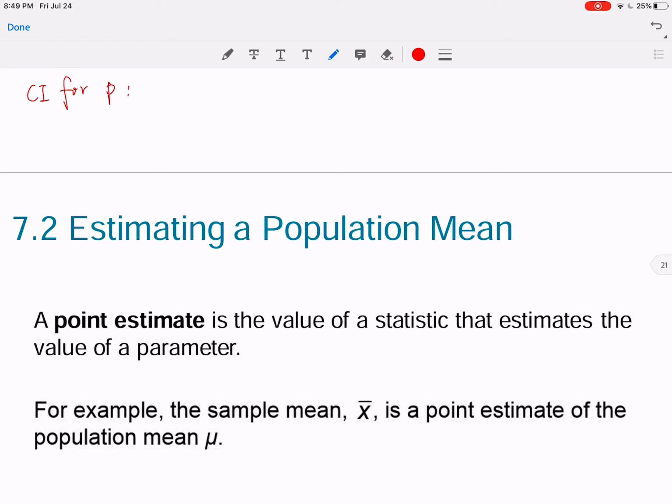We know that it will be equal to P hat, which is the point estimate of the population proportion, plus and minus the margin of error. The margin of error is equal to Z sub half alpha times the standard deviation of the P hat. Of course, the formula given in the previous slides or in the textbook doesn't look like this, but they are equivalent.